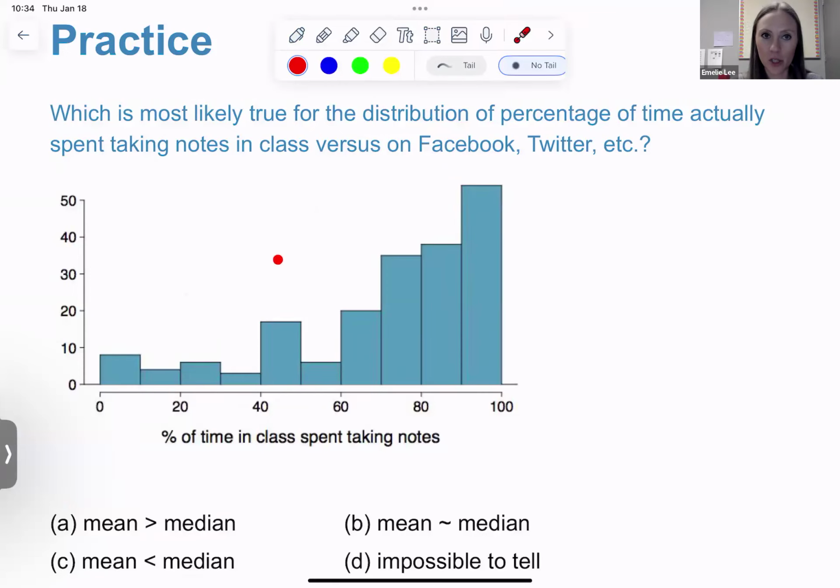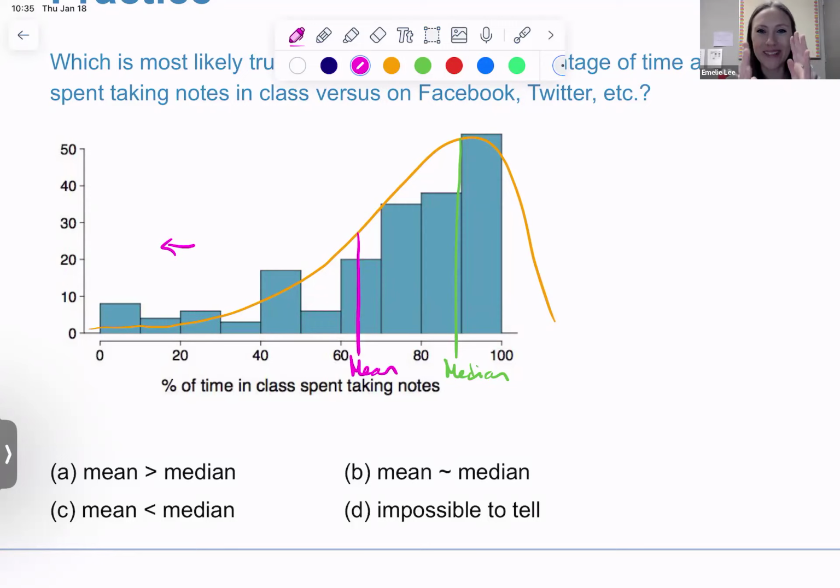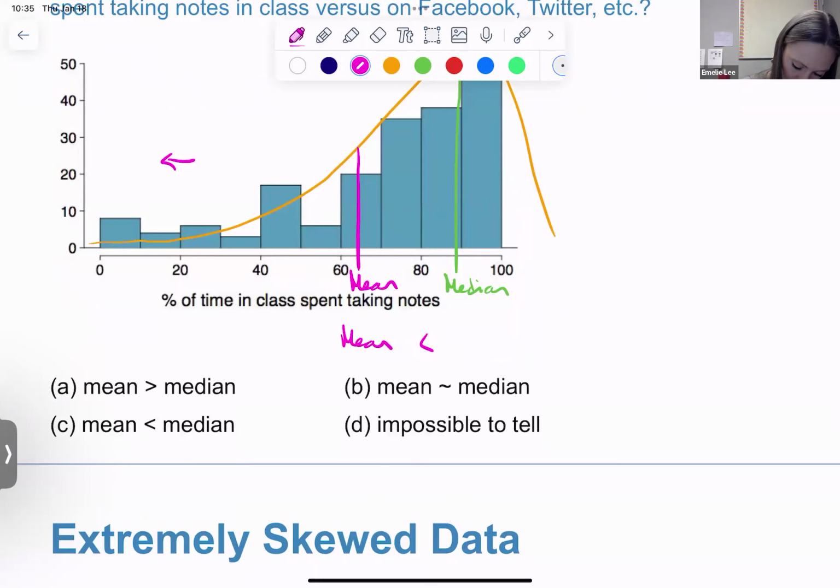Now we're given a distribution, which is most likely true for the distribution of percentage of time actually spent taking notes in class versus on Facebook, Twitter, etc. I don't think those are the go-to ones anymore, but that's okay. Just describing the shape here, it's skewed to the left, which tells me the median would be somewhere around here, a relatively accurate measure of center, whereas the mean is pulled in the direction of the tail, so it might be somewhere here. It doesn't matter where you put them, it's just relative to each other. The median would be with the bulk of the data, whereas the mean is pulled in the direction of the tail. And so here, the mean is less than the median.